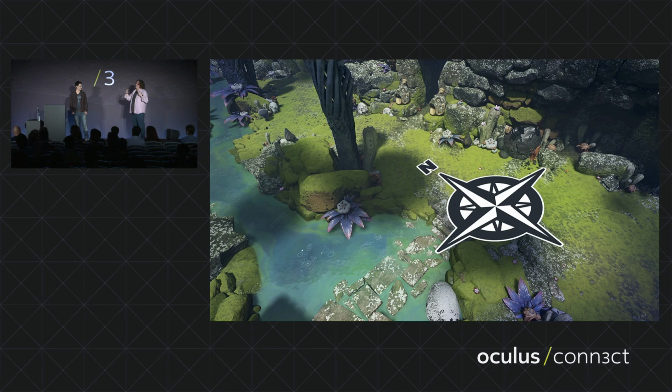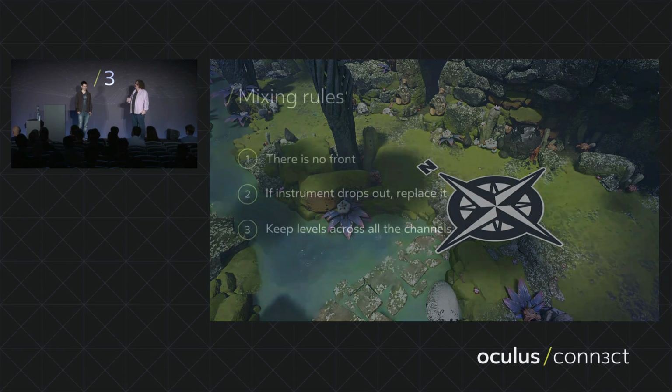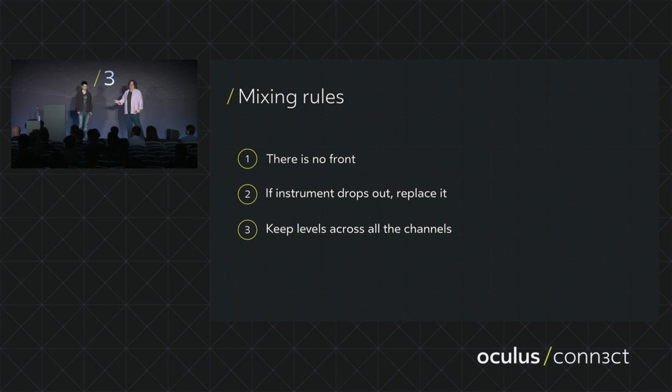While mixing, we had to come up with some rules to see how this works. So the distance to the listener is always constant, and the directionality is always the same. So the rules were, there is no front.